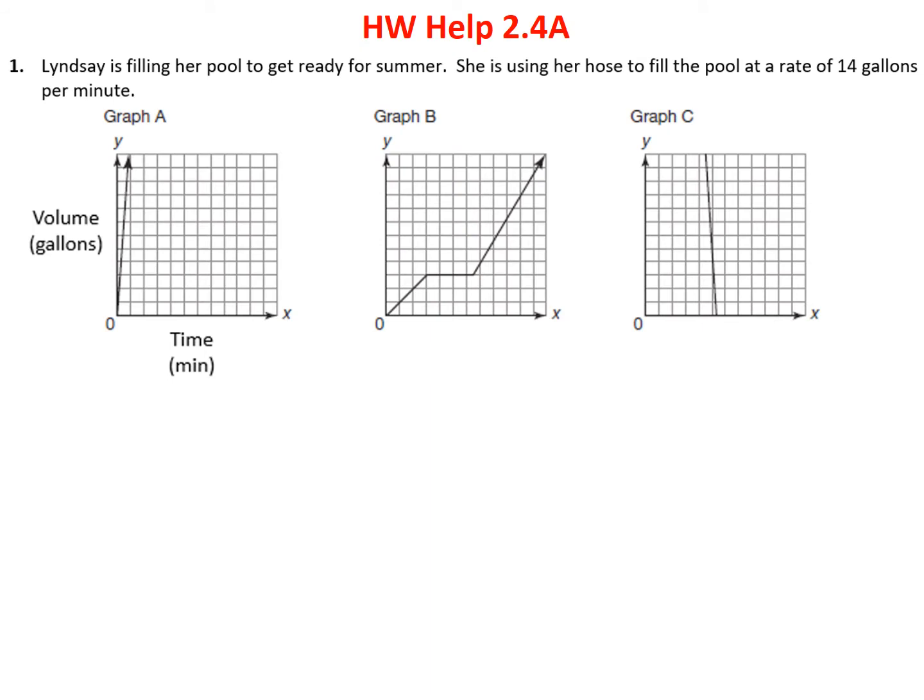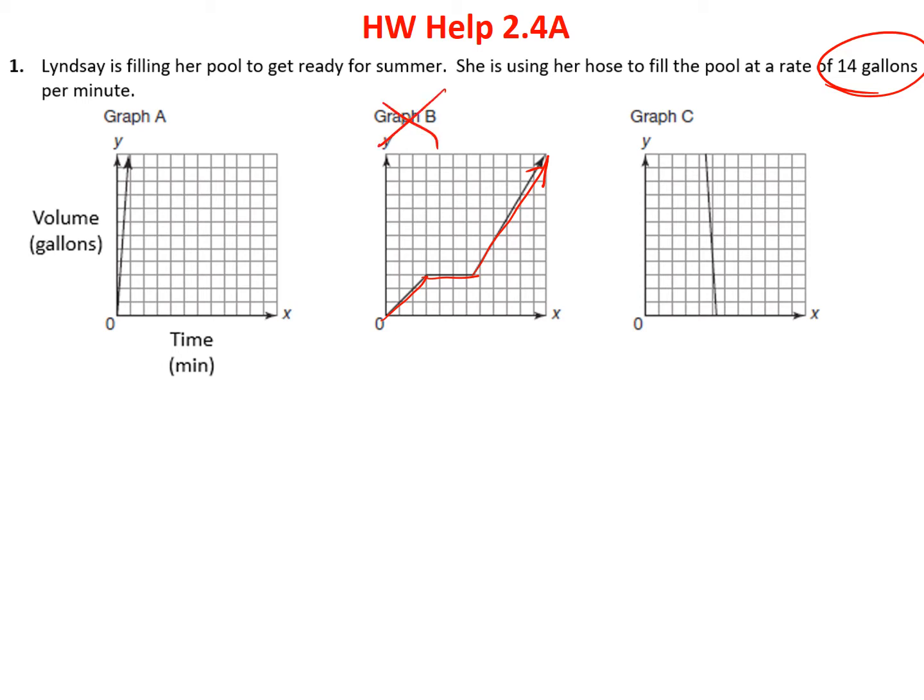Problem 1 says that Lindsay is filling her pool to get ready for the summer. She's using her hose to fill it at a rate of 14 gallons per minute. So we're looking for one that has a constant rate. Notice this one goes up at first and then levels off like she stopped and then goes on. And it doesn't mention anything about her stopping, so we can eliminate that one.